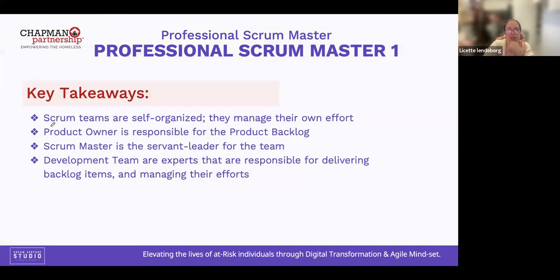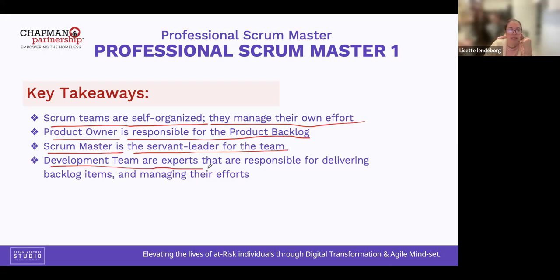Key takeaways. Scrum teams are self-organized and they manage their own effort. The product owner is responsible for the product backlog. The Scrum Master is the servant leader for the team. The development team are experts that are responsible for delivering the backlog items and managing their efforts. I'm happy to announce that we finished this class, talking today about Scrum roles and responsibilities.